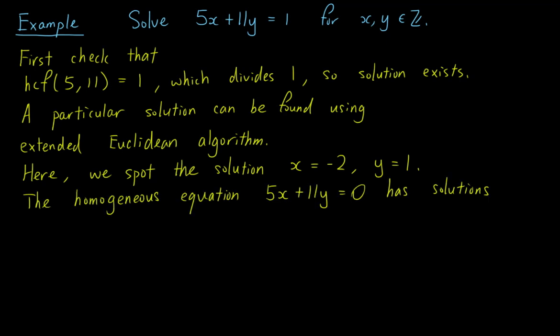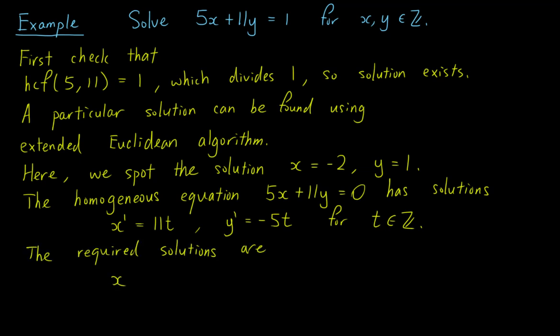Also, the homogeneous equation 5x plus 11y equals 0 has the solutions x prime equals 11 times t and y prime equals -5 times t for integers t. This is because the HCF of 5 and 11 is 1, which implies that a prime is a and b prime is b. So the required solutions are x equals -2 plus 11 times t and y equals 1 minus 5 times t for integers t.